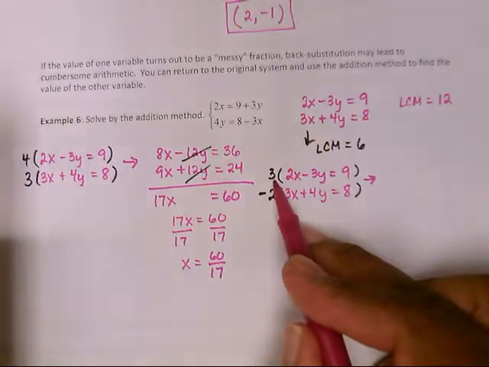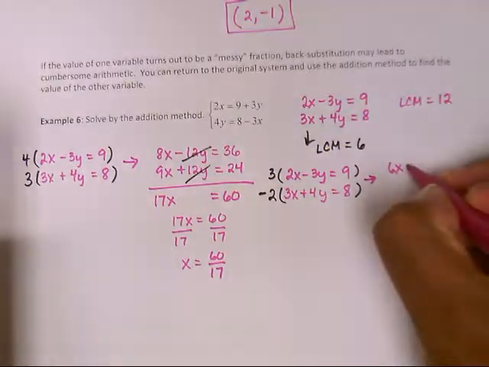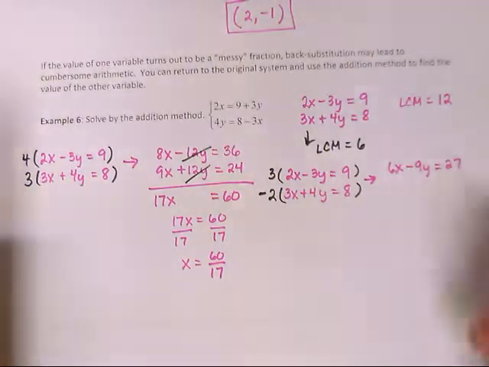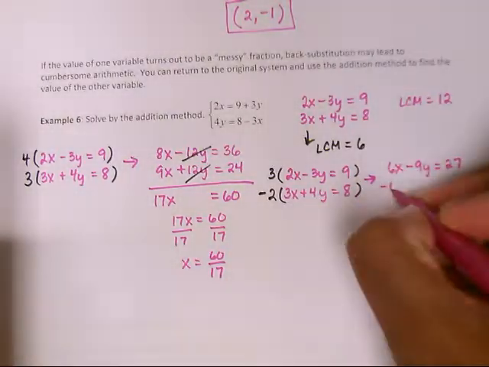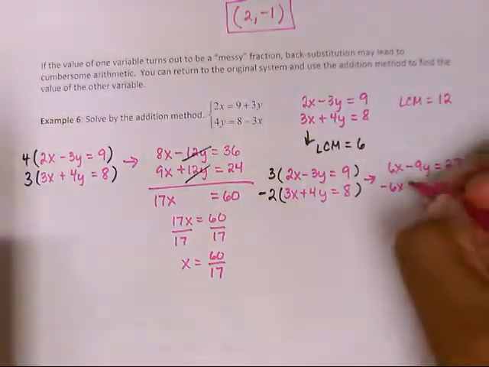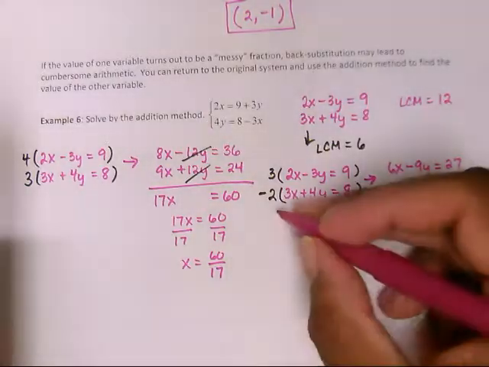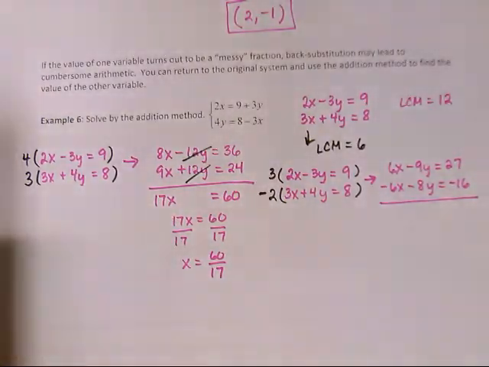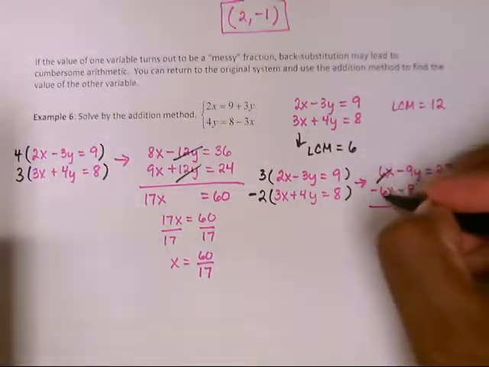So here's what's going to happen. Multiply the top equation by a positive 3. I'm going to get 3 times 2x, that's 6x. And then 3 times minus 3y is a minus 9y, equal 3 times 9, 27. The second equation, negative 2 times 3x is a negative 6x. And then negative 2 times 4y will be a minus 8y, equal 2 times 8, which would be negative 16. Now I can go ahead and add those two equations together, because 6x and a negative 6x, that's gone.